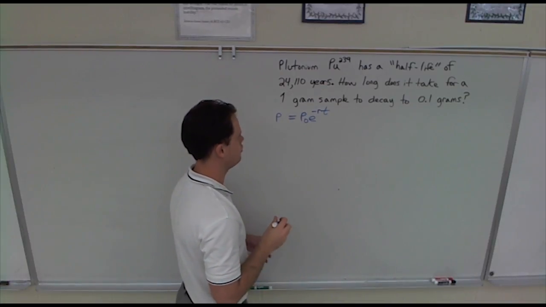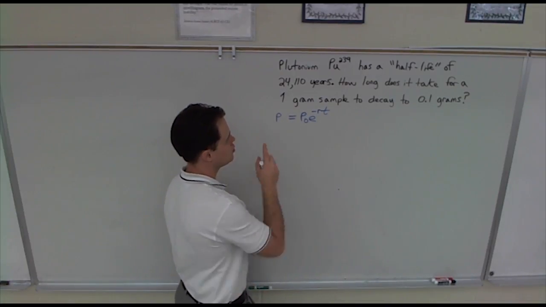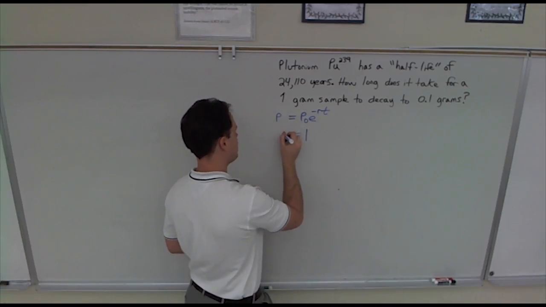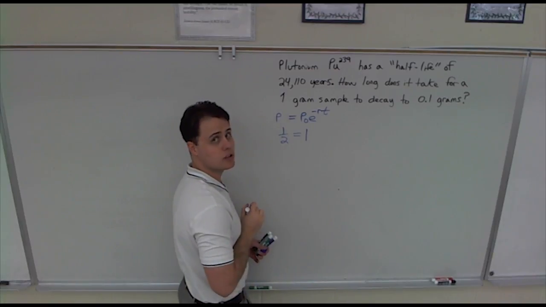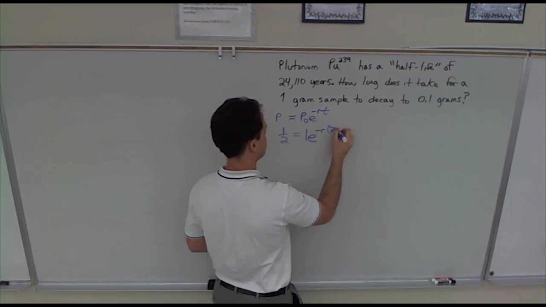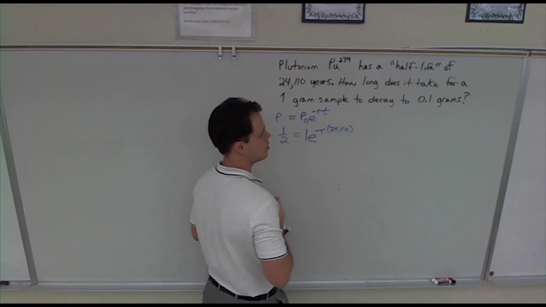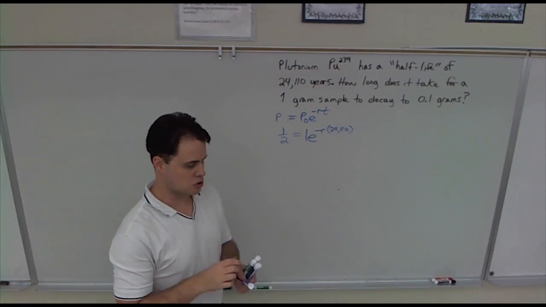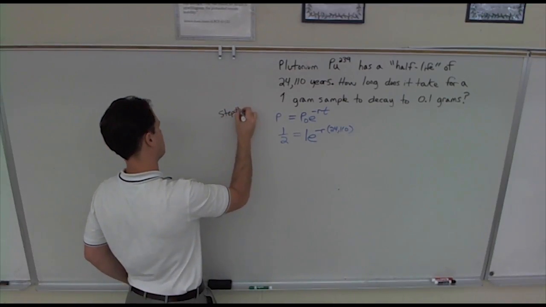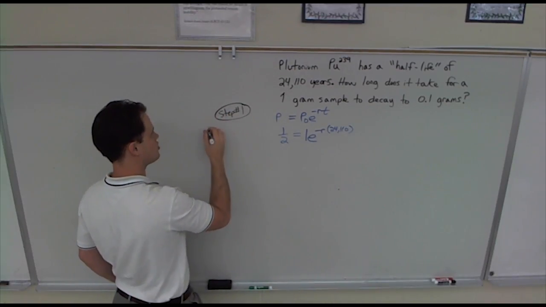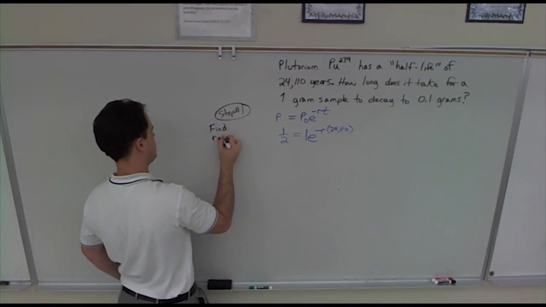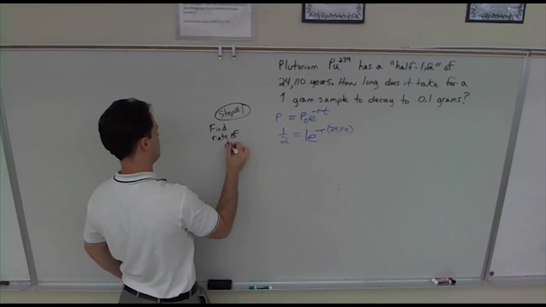So they said it's half of itself in 24,000 years. So in other words, that 1 will become 1/2 of 1, or 0.5 grams, if you put in 24,000 years right there. That will allow you to solve for R. So this is like step 1. They didn't give us the rate of decay, so we need to find it. Find the rate of decay.